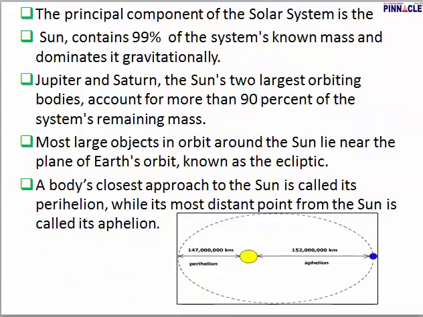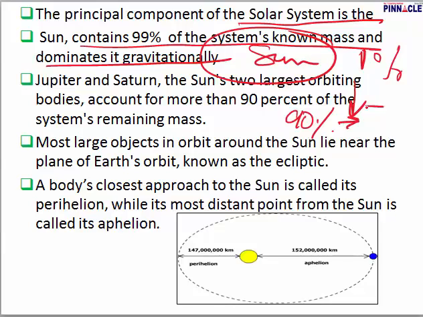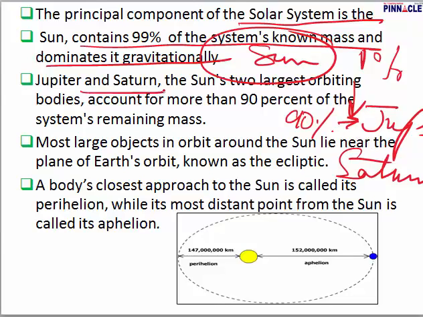And in this solar system, we just talked about what exactly is the solar system and what is included in it. In this solar system, 99% of the system's mass is dominated by the sun. We have just 1% left, and out of this 1%, 90% of the mass is taken away by our biggest planets, Jupiter and Saturn. Jupiter and Saturn, the sun's two largest orbiting bodies, account for more than 90% of the system's remaining mass.